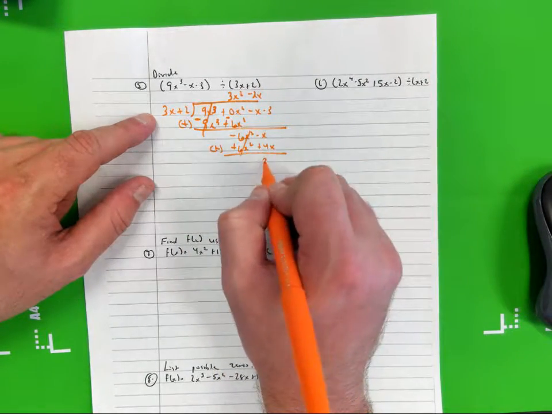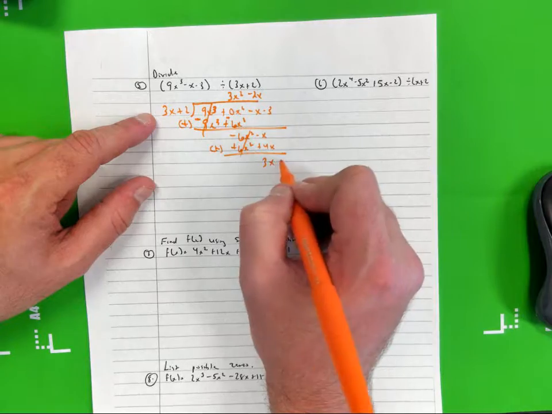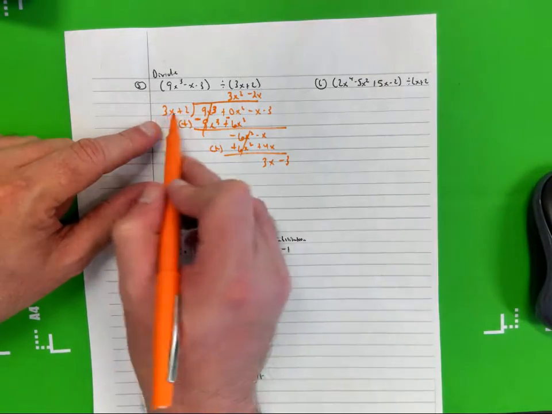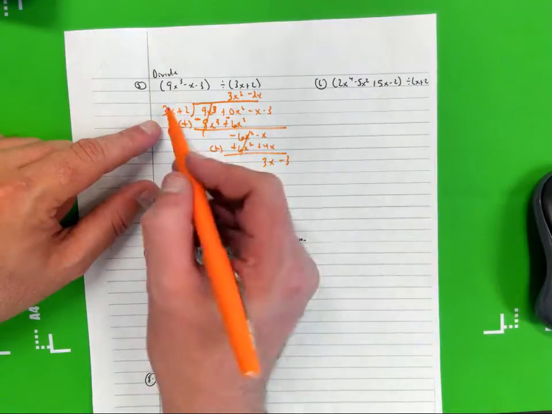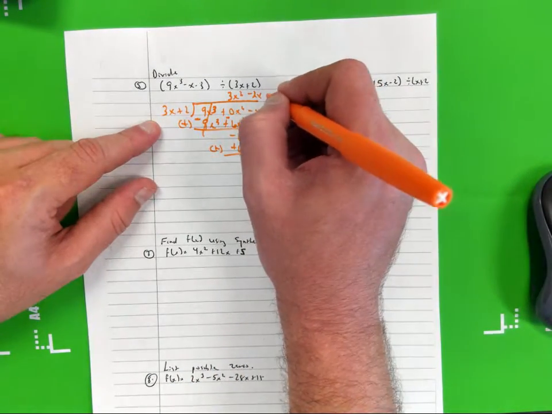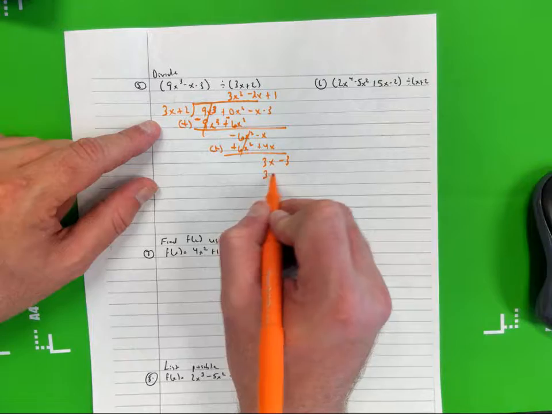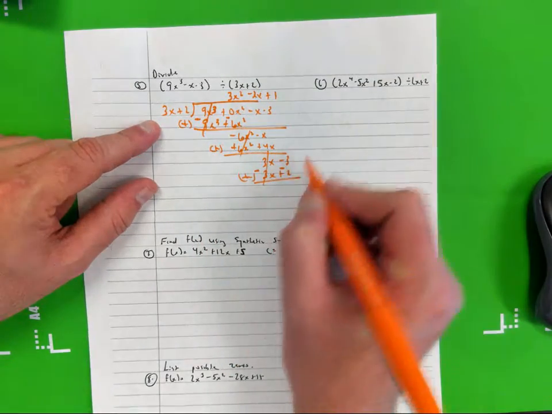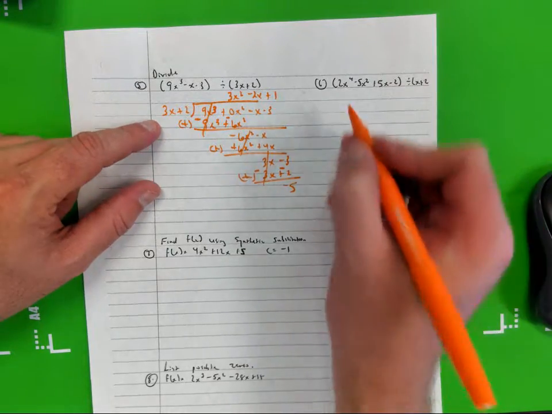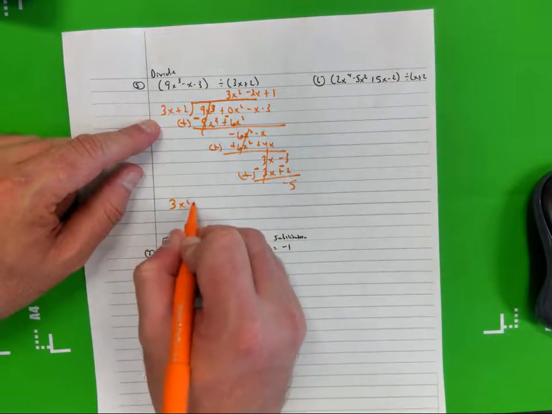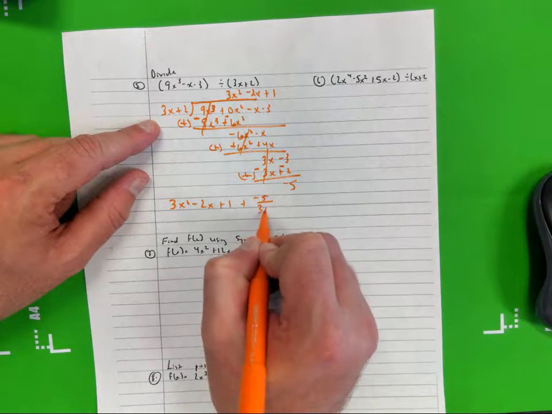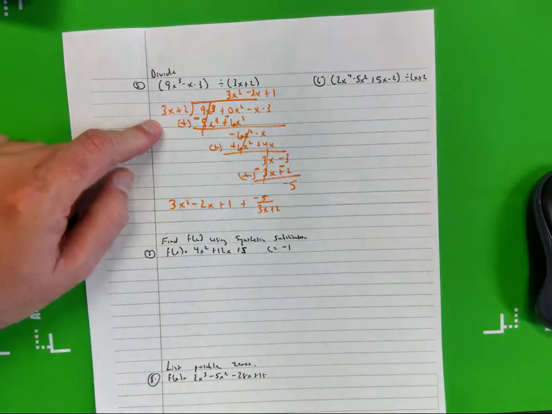Negative x and 4x gives me 3x. I'm going to bring that negative 3 down because I need how many down here? 2, because I have how many up here? 2 terms. I want that 3x to look like 3x. I'm going to multiply it by what? 1. Negative 3 and negative 2 gives me negative 5. So I would write it 3x squared minus 2x plus 1 plus a negative 5 over 3x plus 2, or you could put minus 5 there.